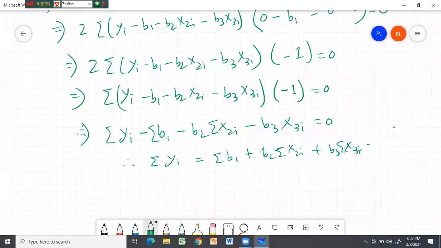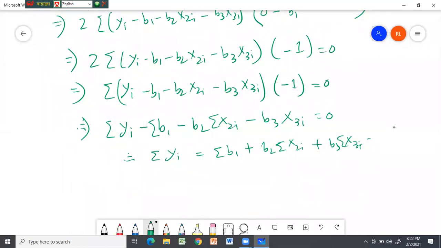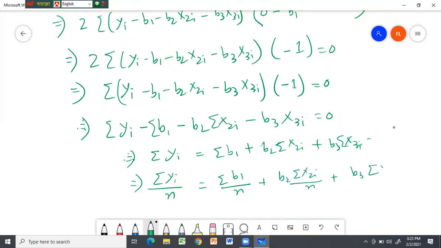And then you can also divide the left hand side and right hand side with the summation. So summation of the y be divided by n. Summation of the b1 actually means nb1, so it has been also divided by n. b2 sum of x2i can be also divided by n. b3 sum of x3i can be also divided by n.